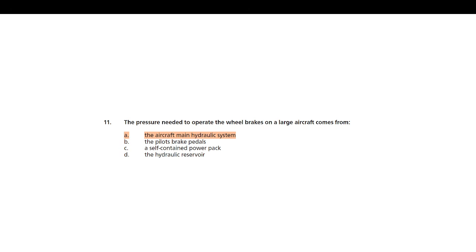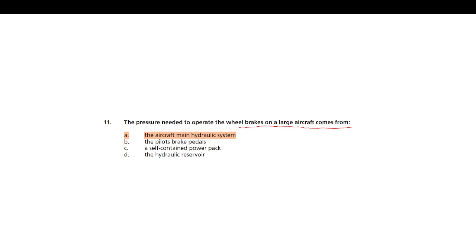Friends, today we are going to continue our learning on the aircraft systems, aircraft wheels, brakes, and aircraft landing system. So, question 11. The pressure needed to operate the wheel brakes on a large aircraft.